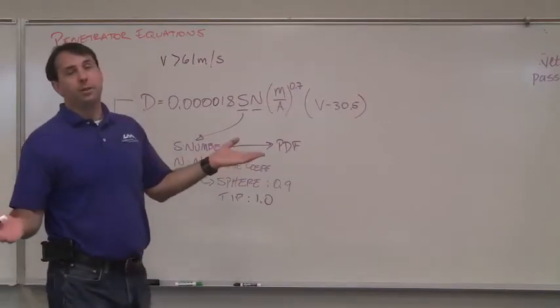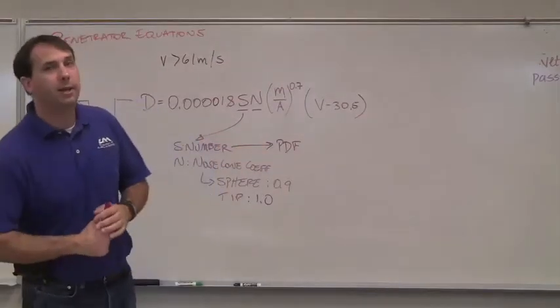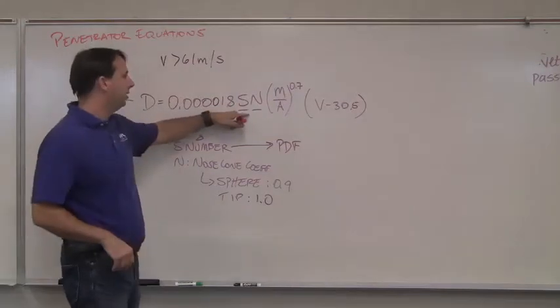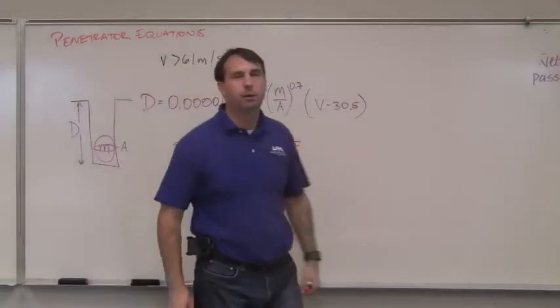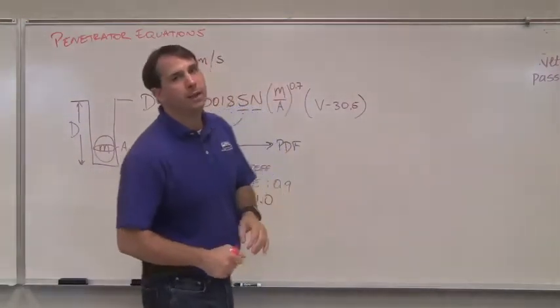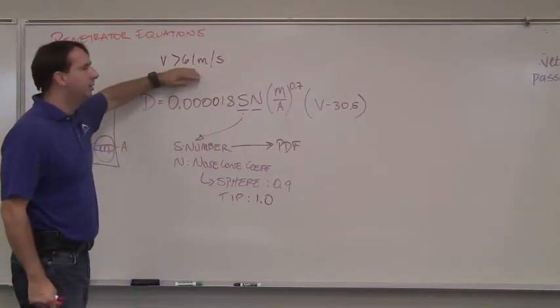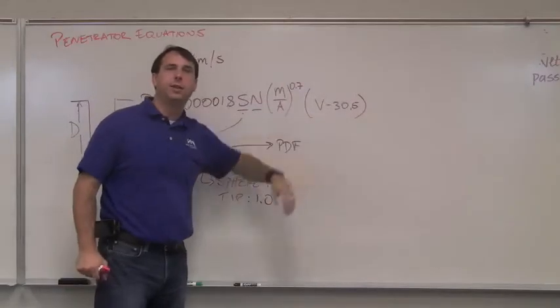But that's it. That's the penetrator equation. It's just one equation, but it tells you a lot. The toughest part is the S number, and then getting this equation typed in correctly in Excel. But if your velocities are too close to 61 meters per second, the equation is going to start to break down. You'll see some weird things happening.